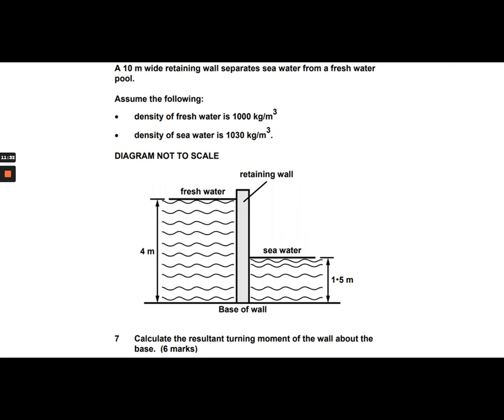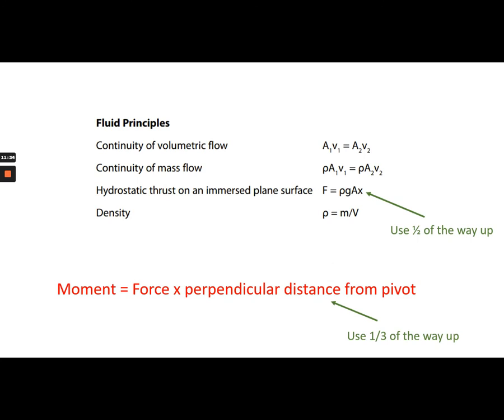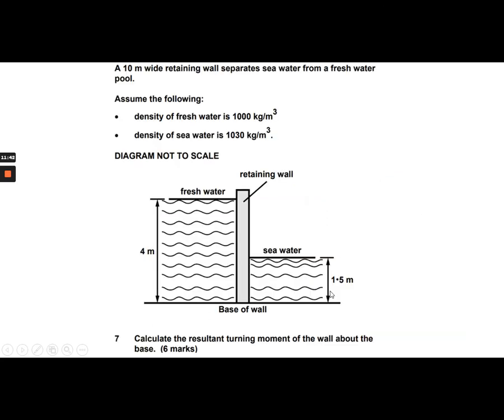But they ask you for the resultant turning moment. So you need to remember this formula if this did crop up. Moment is force times distance. It's the distance from the pivot, and for a retaining wall, you'd take the pivot as this. If it was going to topple, it would pivot around here, wouldn't it? So there's your pivot.